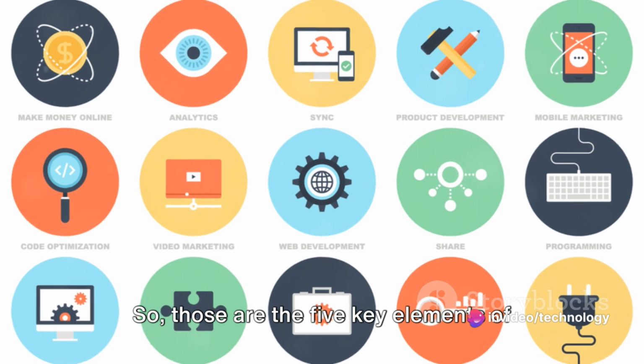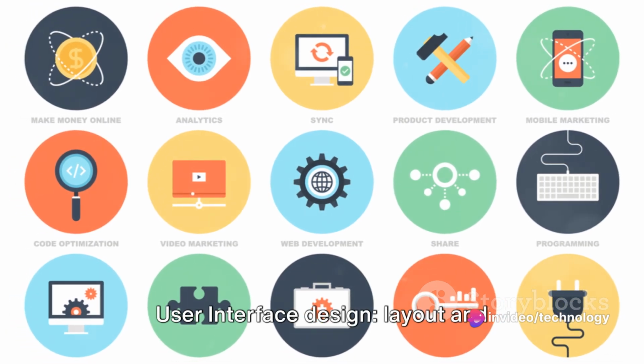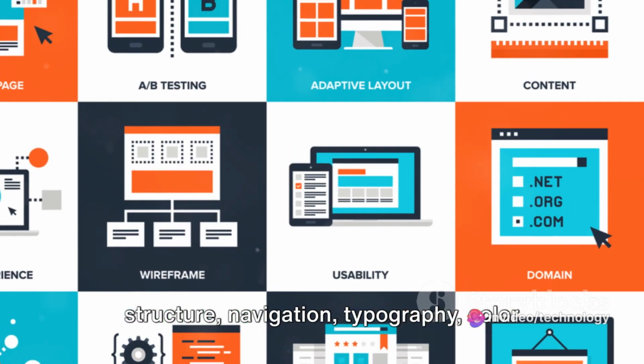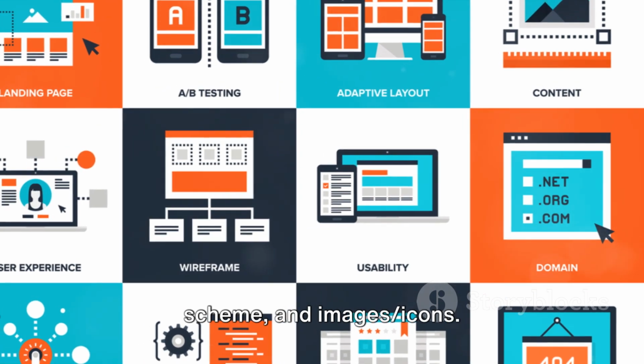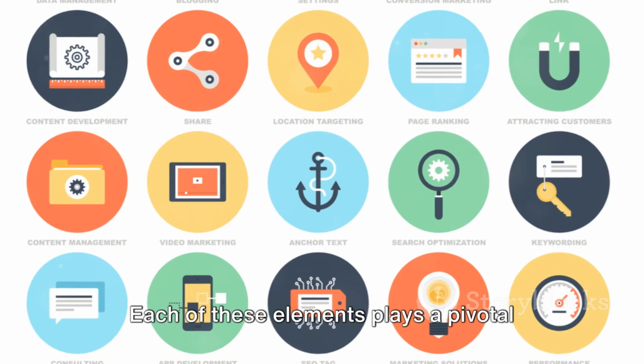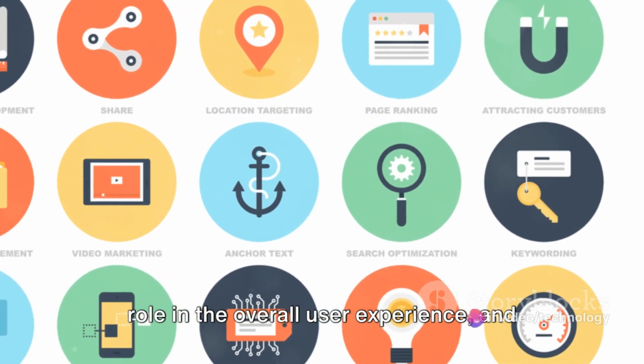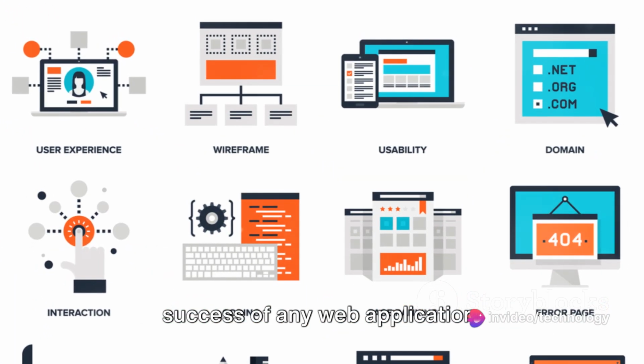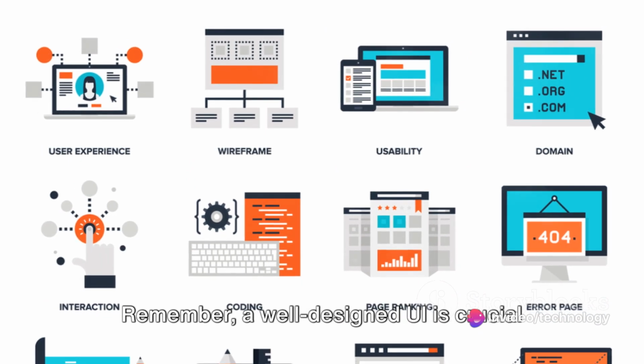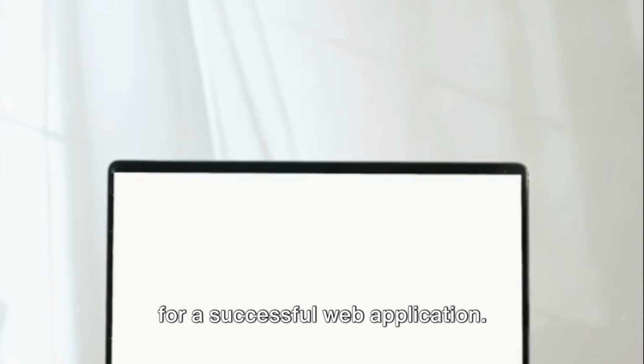So those are the 5 key elements of user interface design: layout and structure, navigation, typography, color scheme, and images and icons. Each of these elements plays a pivotal role in the overall user experience, and getting them right is crucial to the success of any web application. Remember, a well-designed UI is crucial for a successful web application.